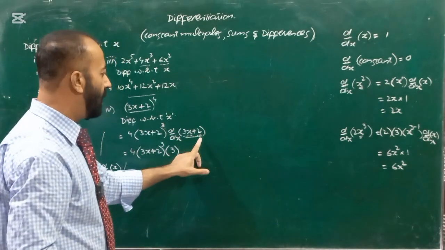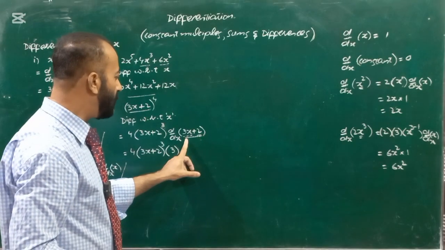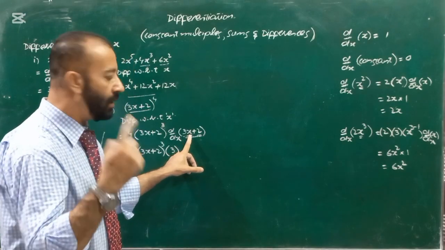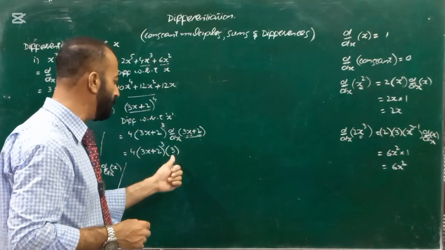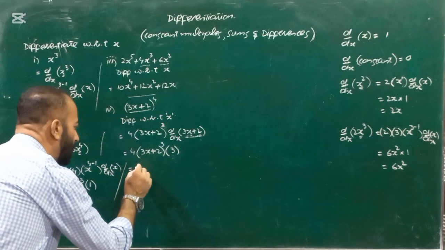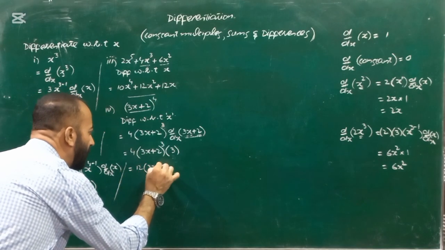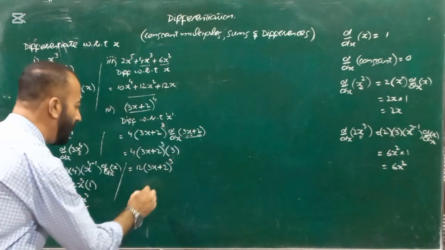Again look, the differential of the constant value is 0. The differential of 3x will be, because the differential of x is 1, 1 into 3, which is 3. So the differential of 3x plus 2 will be 3. And now we will solve it. 4 3s are 12 into (3x plus 2) raised to the power 3 is the answer.